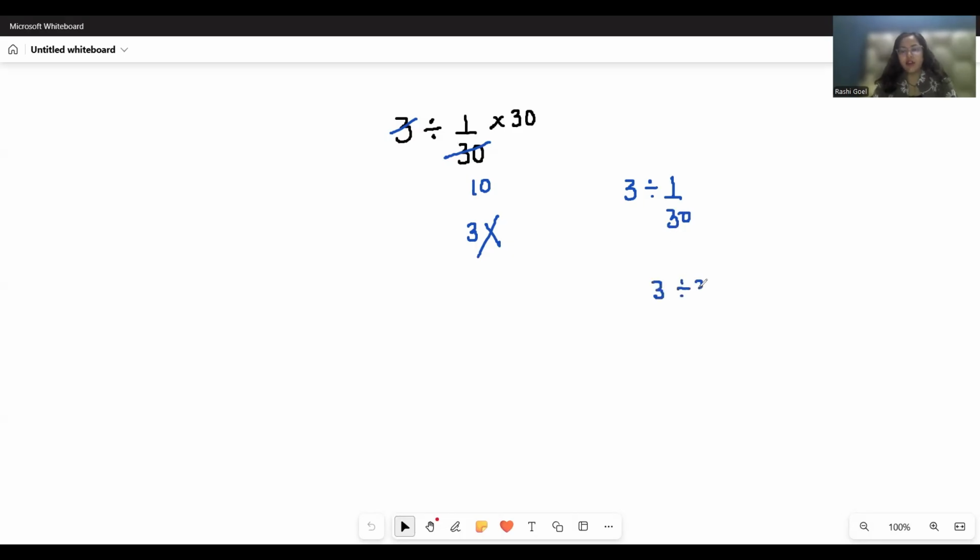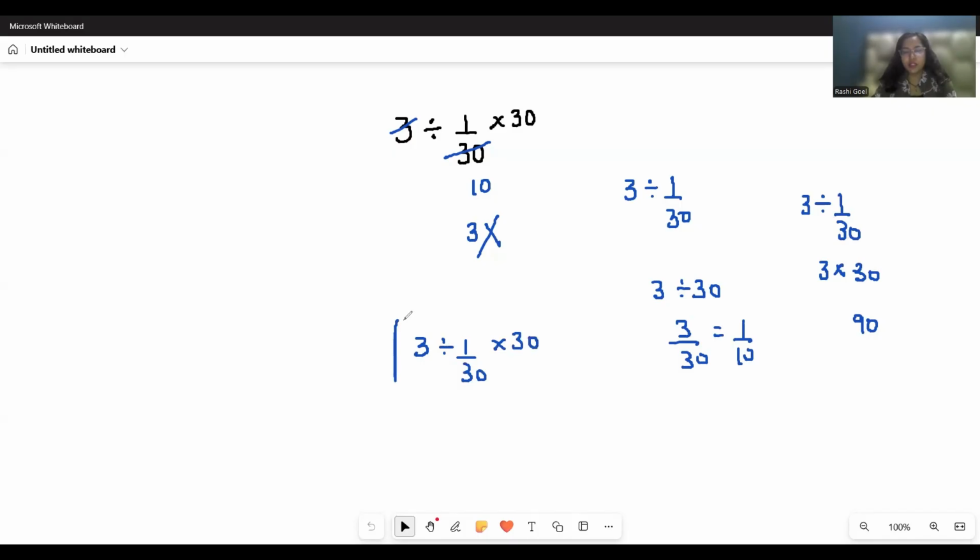In case of 3 divided by 30, you will write it like this and then solve it to 1/10. But in case of 3 divided by 1/30, you have to convert the division sign into multiplication and take the reciprocal. So it becomes 90, not 1/10. So 3 divided by 1/30 times 30: this part is 90, times 30, which equals 2700.